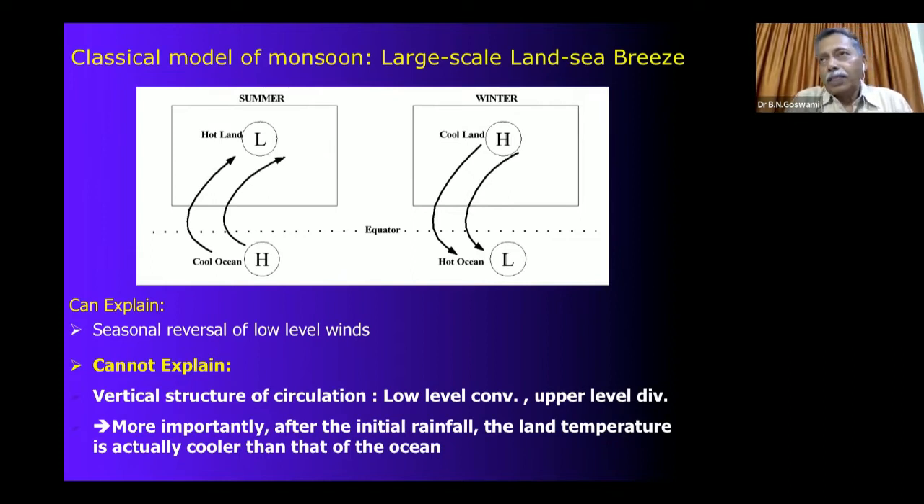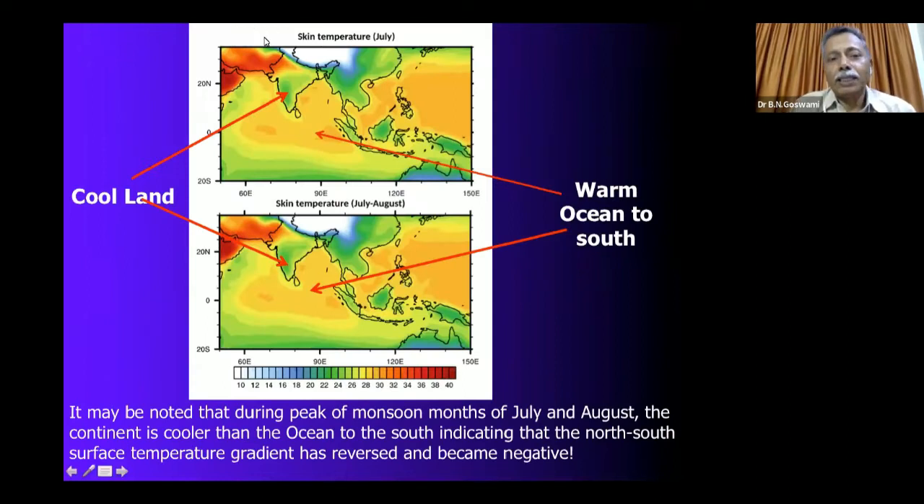But after the onset, if there is large scale rain over the land, it cools down, and then land remains cooler during the monsoon season. In fact, if we look at the mean surface skin temperature during July, for example, over land, it is cooler than the ocean to the south. In July, August also, it is similar to that. And in general, that happens not only over India, but also in South China and the region there.